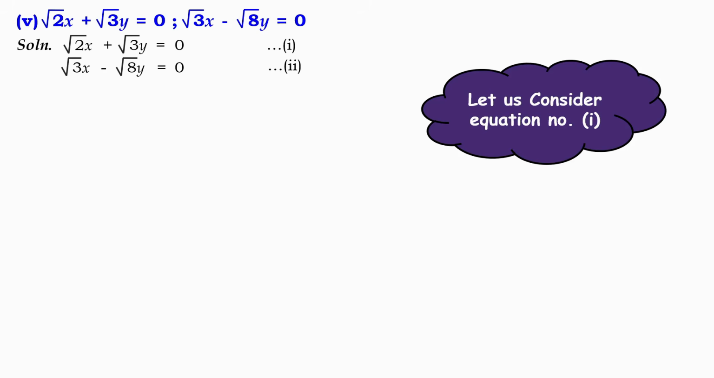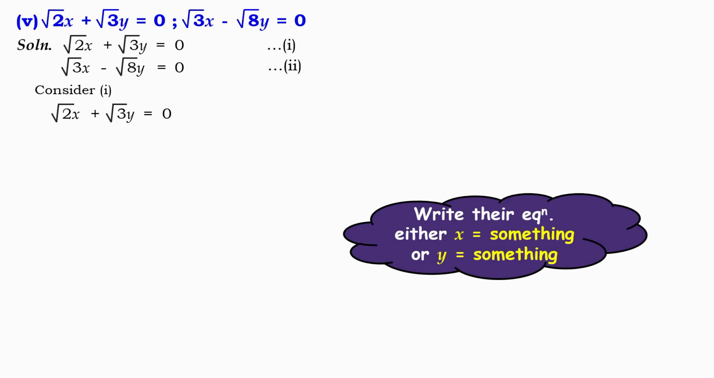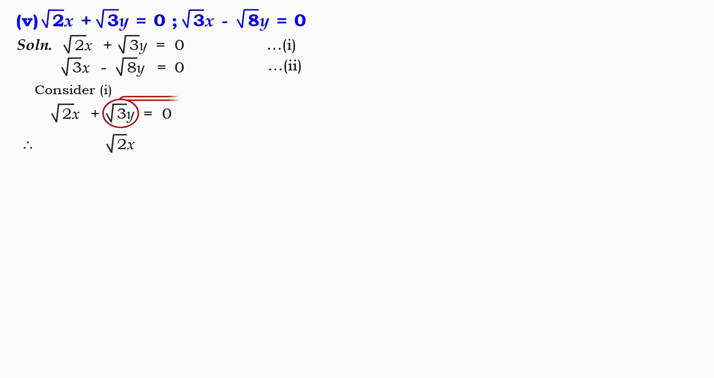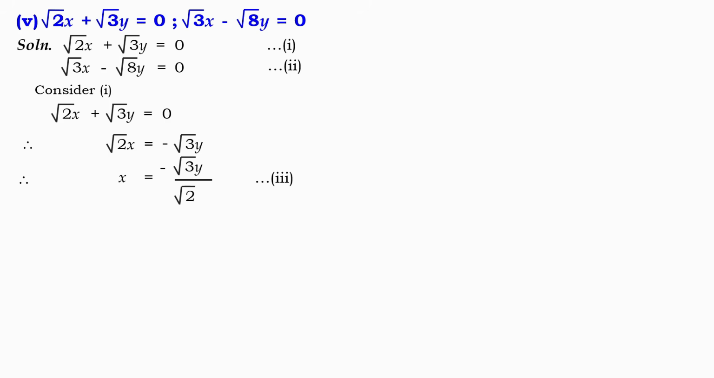Now we apply the substitution method. Let us consider equation 1. Square root of 2 x plus square root of 3 y equals 0. Move square root of 3 y to the right side. So we get square root of 2 x equals minus square root of 3 y. Now divide both sides by square root of 2. So we get x equals minus square root of 3 y divided by square root of 2. Let us call this equation 3.